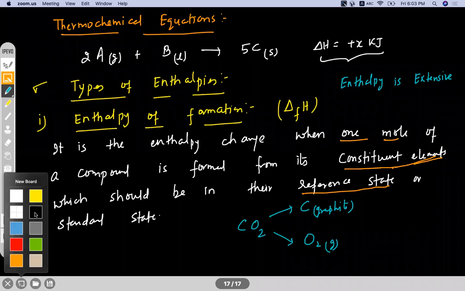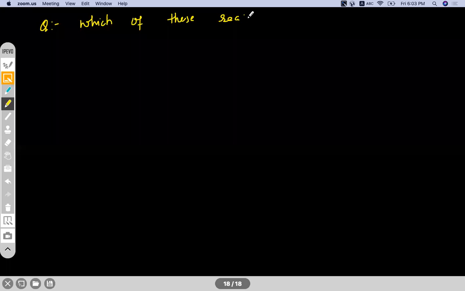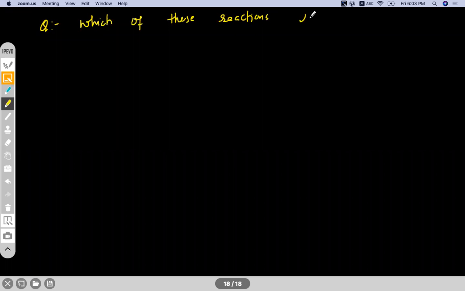Okay. So you see, two questions we'll discuss on this. The first one is: which of these reactions represents the ΔfH of CO2? ΔfH means enthalpy of formation. Going back one second. Enthalpy of formation of CO2.